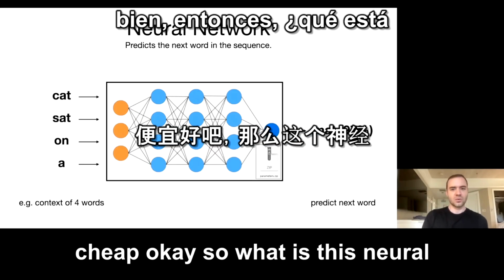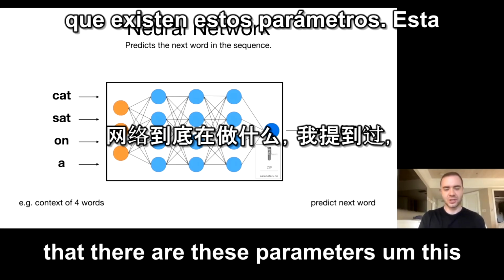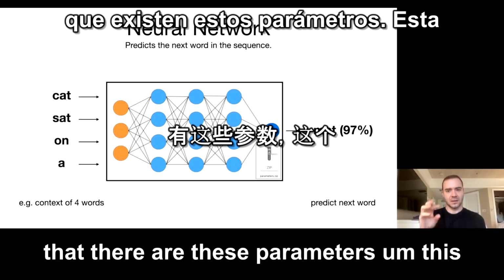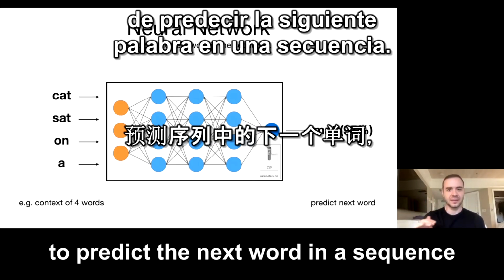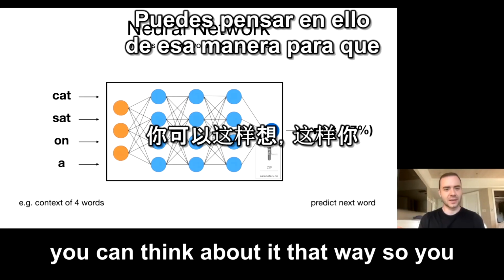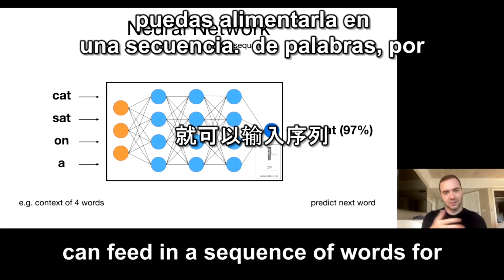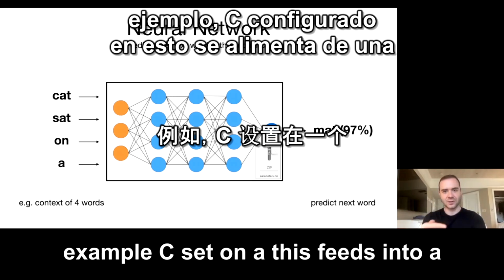Okay, so what is this neural network really doing? I mentioned that there are these parameters. This neural network is basically just trying to predict the next word in a sequence. You can think about it that way. You can feed in a sequence of words, for example, cat sat on a.